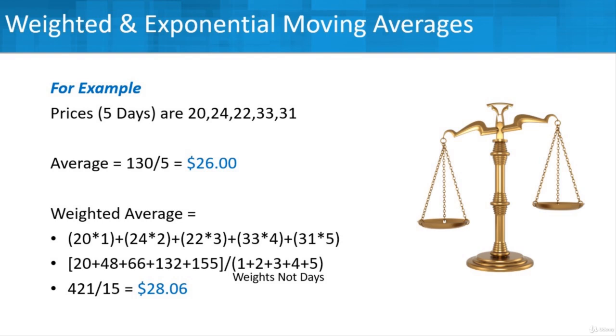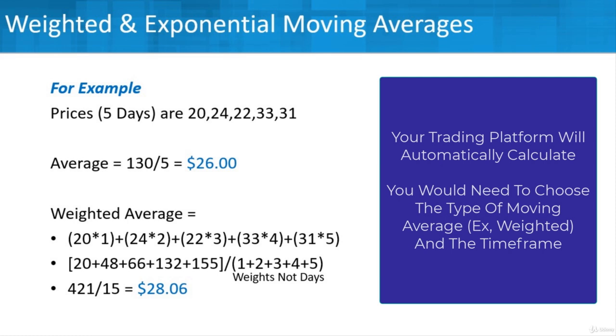Doing the math part shows that our weighted average would be equal to 28, 28.06 to be exact. Now here's the good news. You don't have to calculate any of that when you're trading or working with your trading platform. You just have to select that you want to use a weighted moving average as opposed to the simple moving average. But I thought it was important to understand how it works mathematically, that they are putting more weight on the more recent days when you do a weighted moving average.